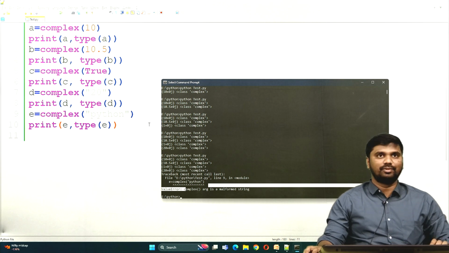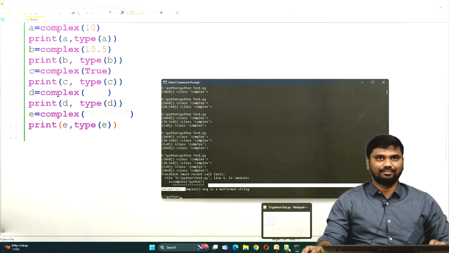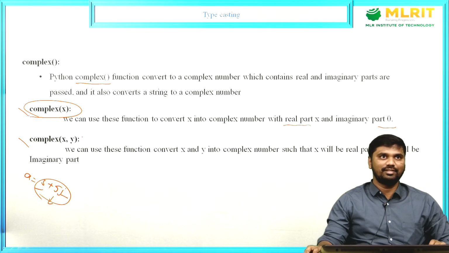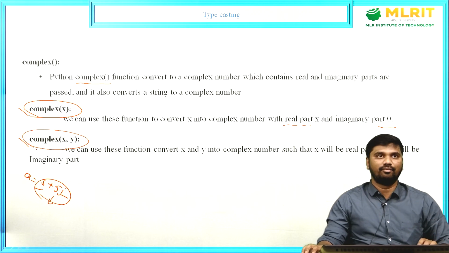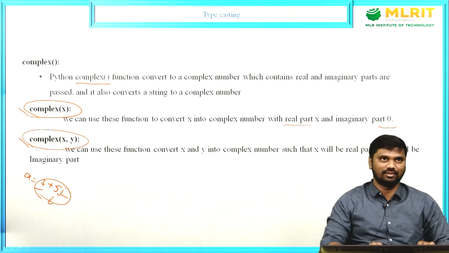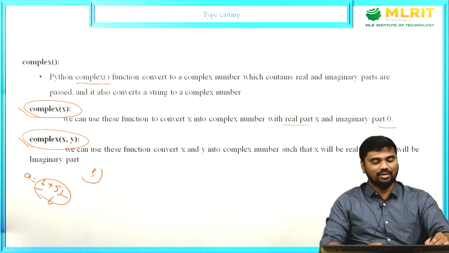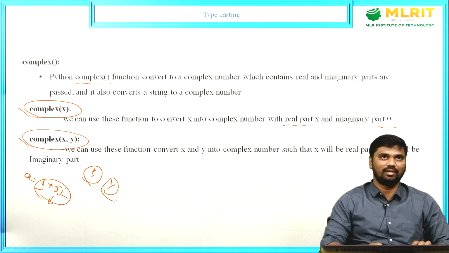Okay, so this is about the complex function to which we are passing only one parameter. Now there is another format of the complex function. What is that one? The complex function to which we are passing two parameters. Here x represents the real part of the number, and y represents the imaginary part of the number.